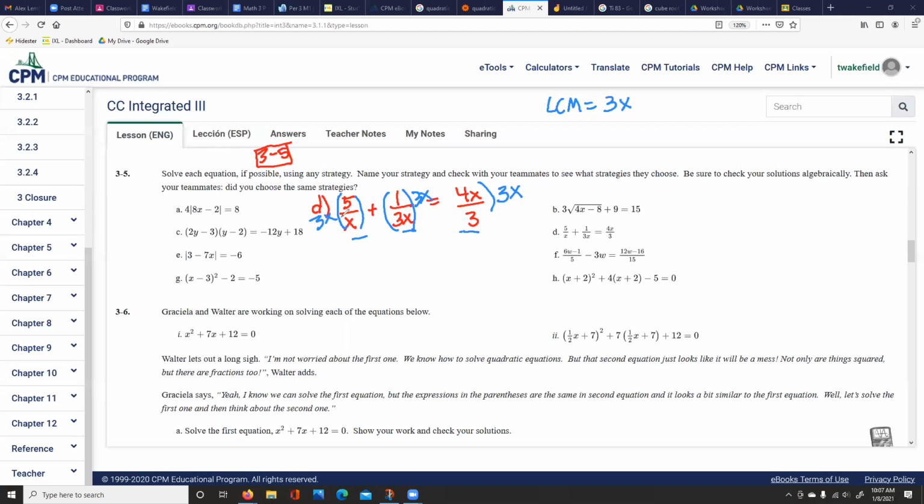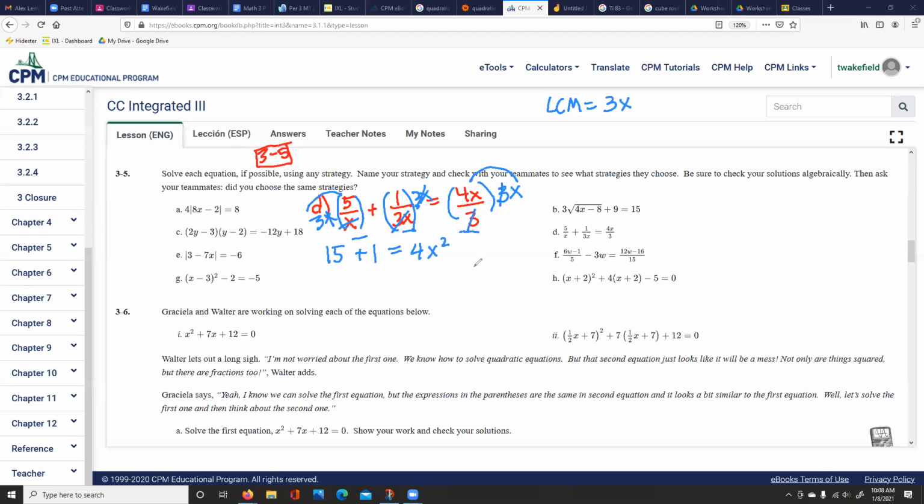When we do that, that's going to eliminate our denominator. This has an x and that has an x, so that x is going to go away. I just have 3 times 5 is 15. When I multiply these two, this 3x is going to cancel with that 3x, and I'm just going to get 1 plus 1 equals. And then here, the 3 is going to cancel with this 3, but I'm still going to have an x. So 4x times x is 4x squared.